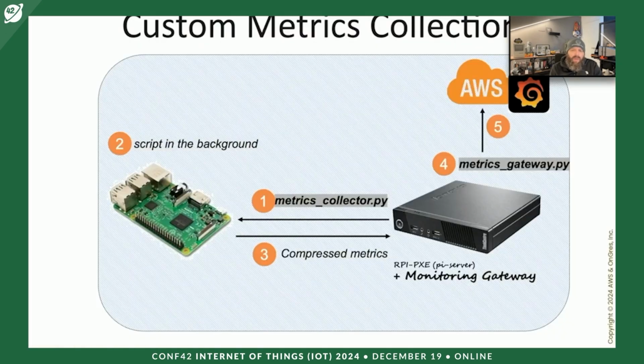This is how the whole thing looks. We had a couple of scripts that we were using. One is the metrics collector that collects the CPU, memory, and the network metrics. It will compress the metrics using gzip to minimize bandwidth and will send metrics every 120 seconds to the gateway.